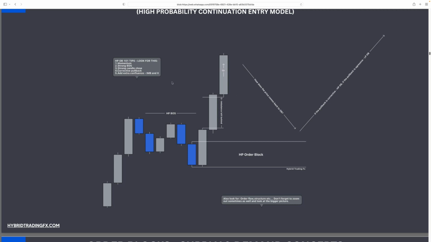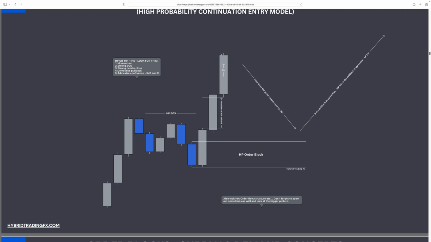We see this. What we want to see next is a strong break of structure. We have a high probability break of structure here. How is this price action breaking the previous high? Pretty impulsively. We have momentum in this market and we're breaking the structure impulsively. Then the third thing that we want to look at when you're looking at high probability continuation trades is a strong candle close. So this is a strong candle close. We see a strong candle close here.